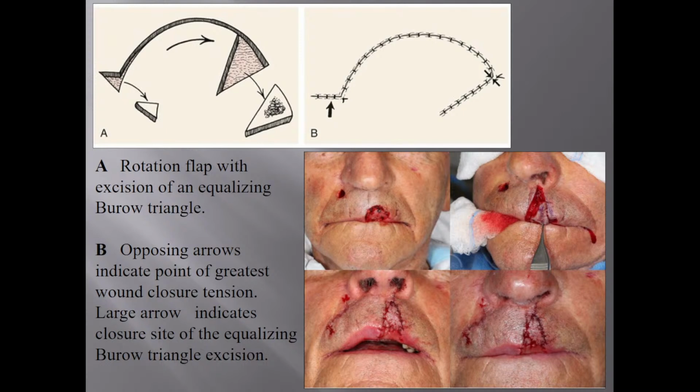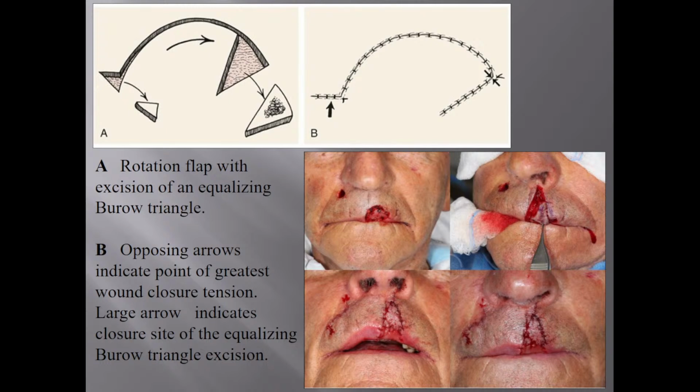Rotation flaps are best suited for repair of defects that are triangular. Here you can see a picture of the same patient with cancer of the lip. It's the usual course that we have to use flaps in order to close this primary defect. And it's a triangle flap.